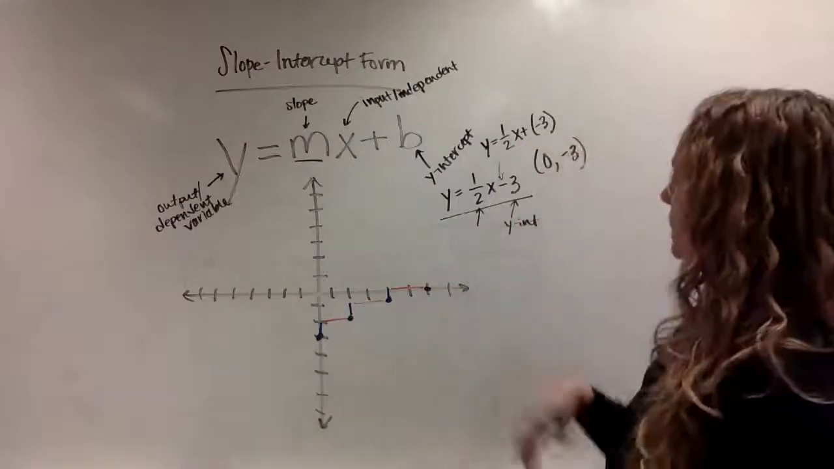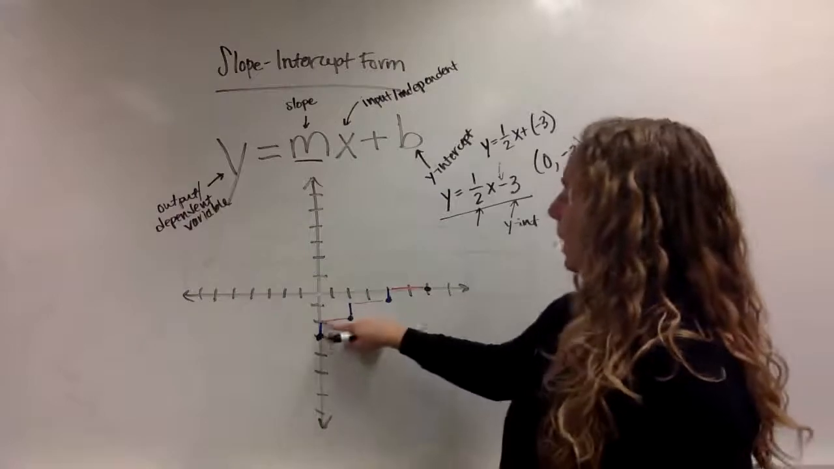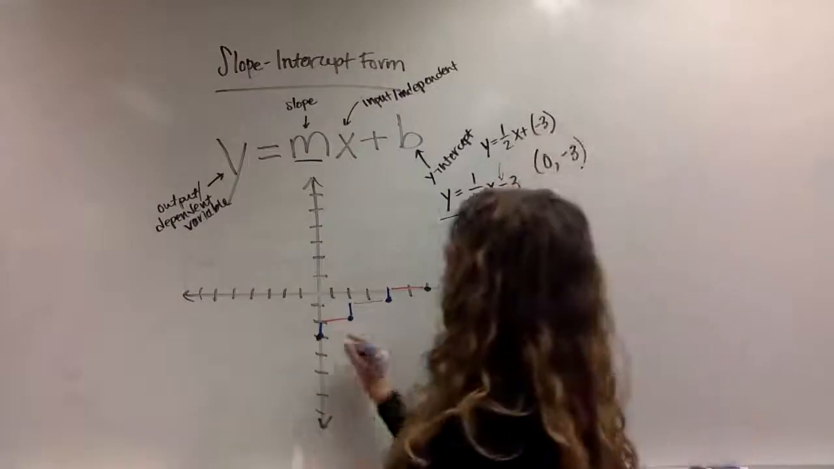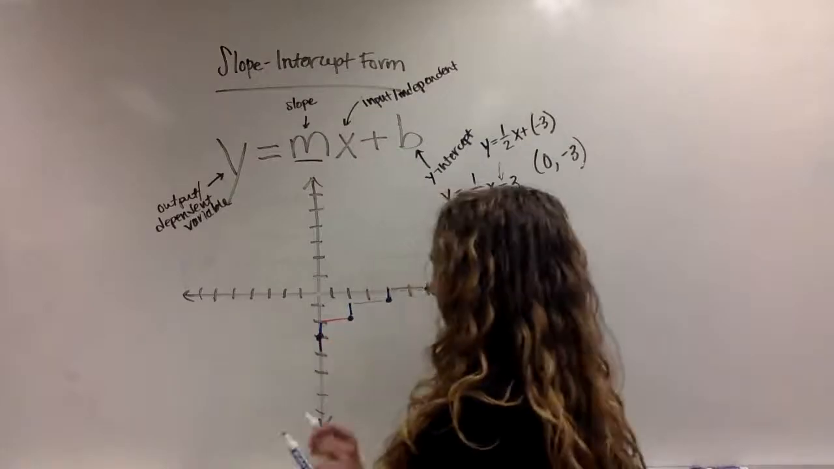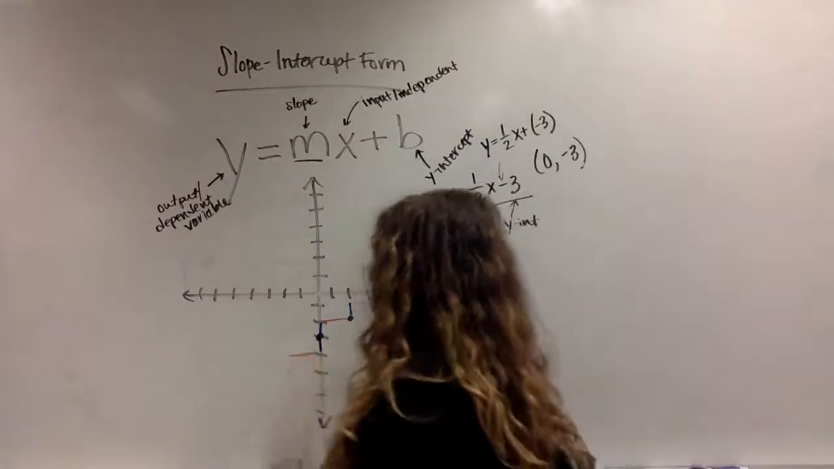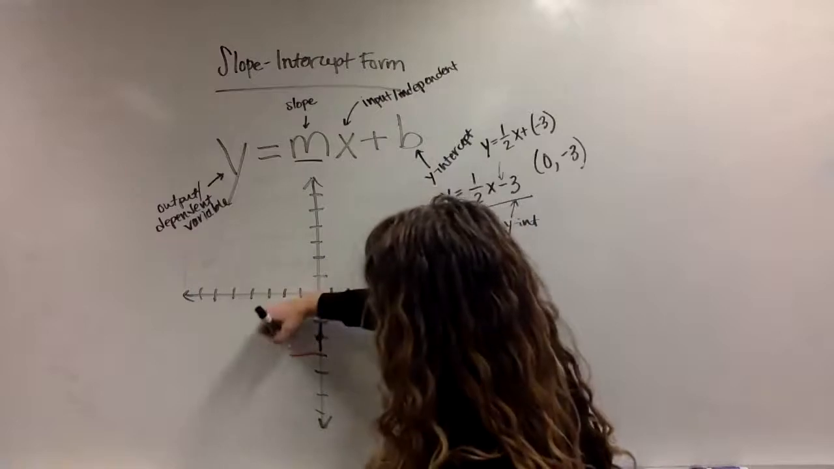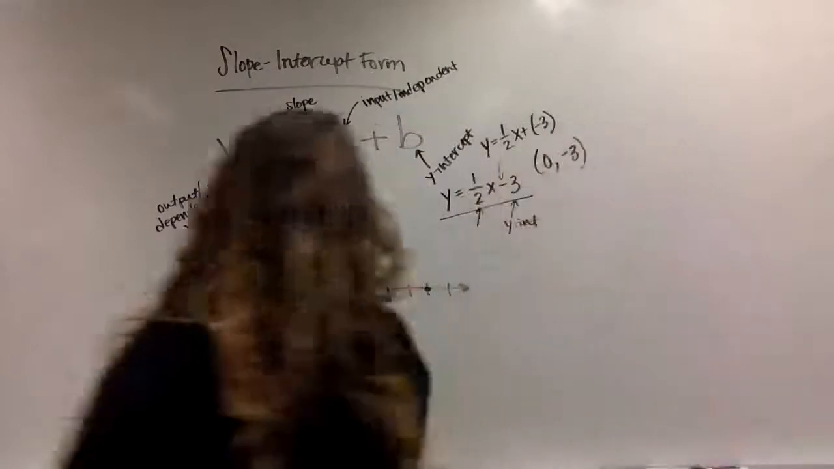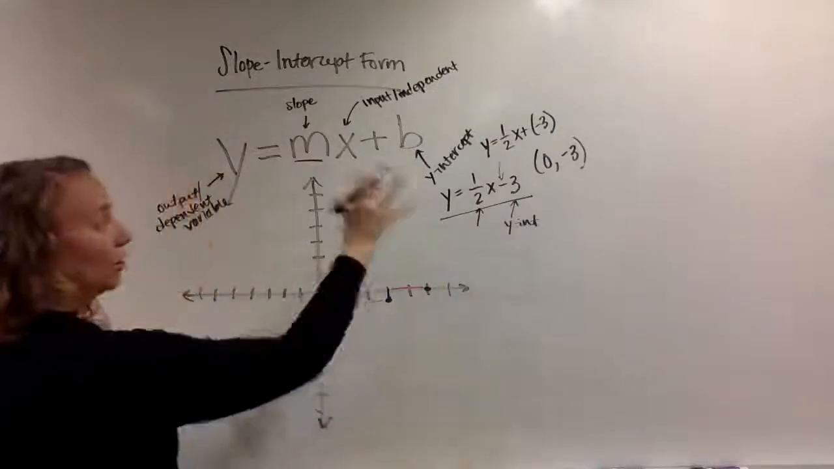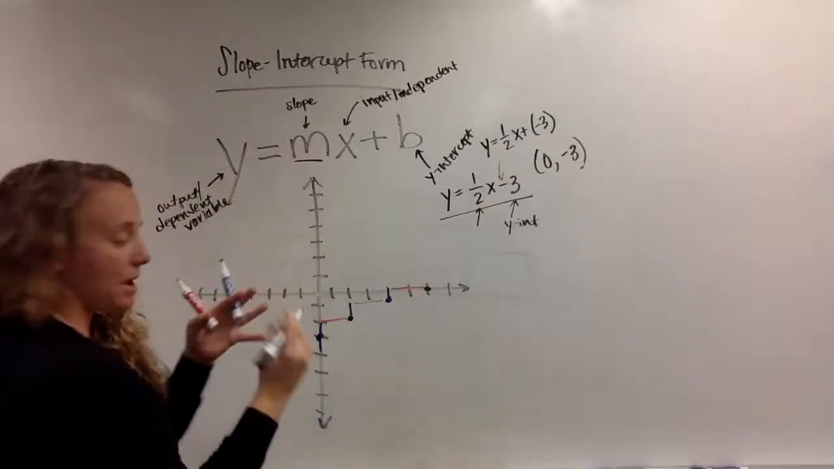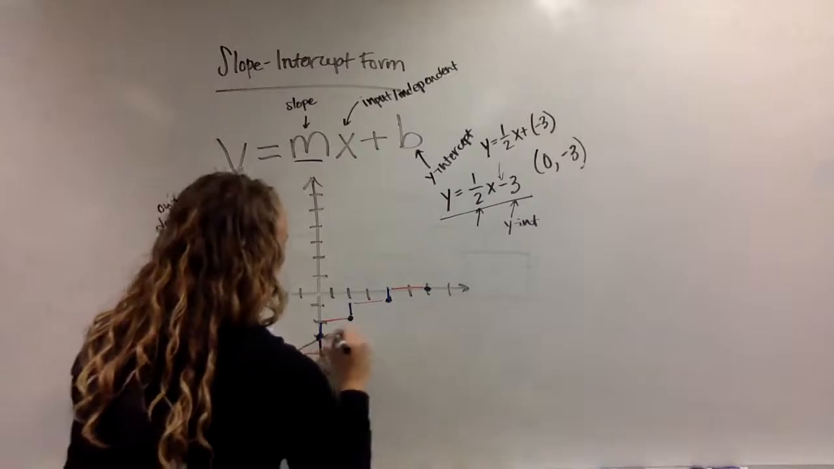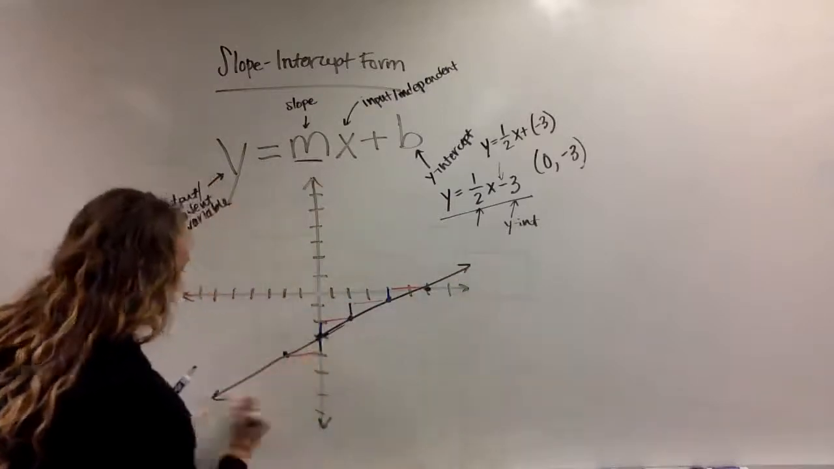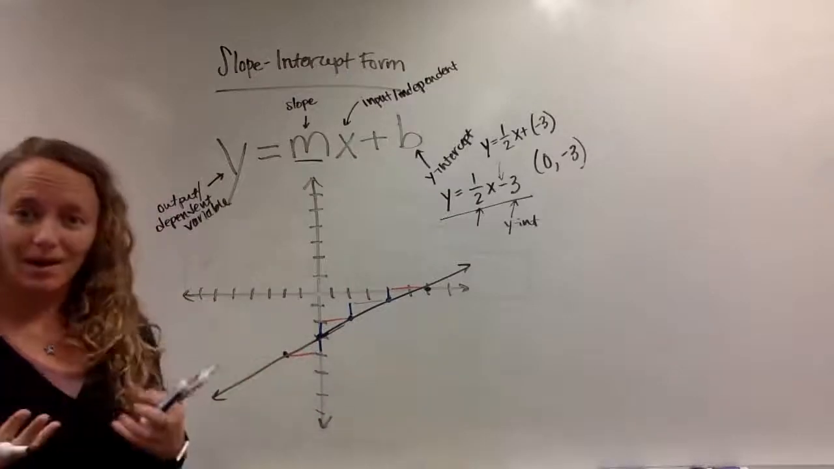I can even go backwards. If I went up 1 unit, I have to go backwards 2 units. So I could go down 1 unit and to the left 2 units and make a dot. Now, with all of these dots, because there's no limit on my domain, I can connect the dots and create my continuous linear function graph in slope-intercept form. And now I have a line.